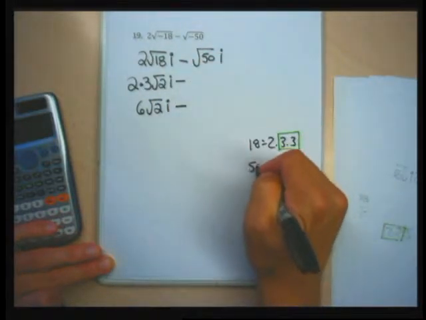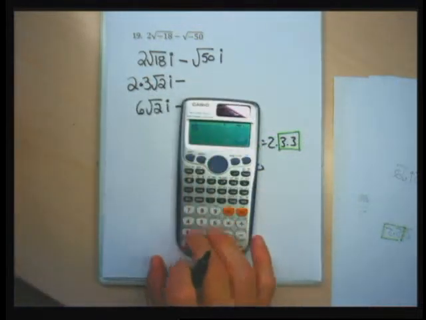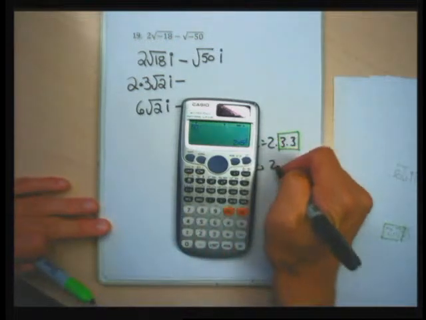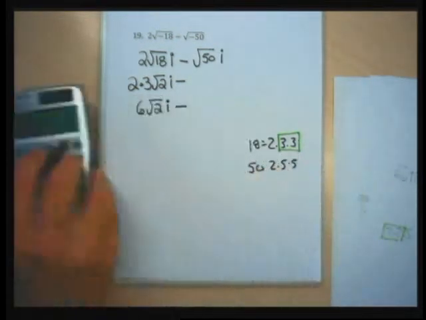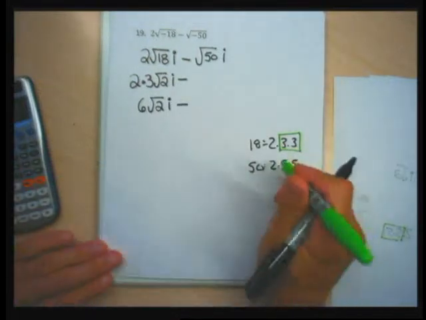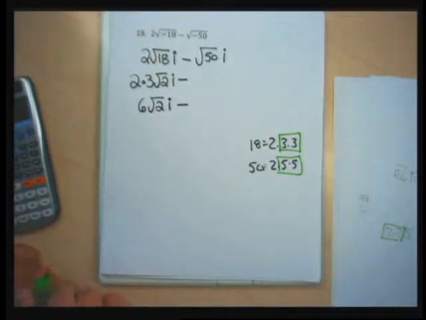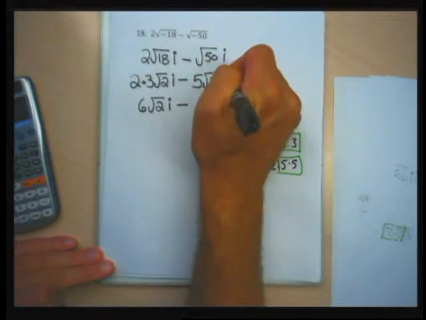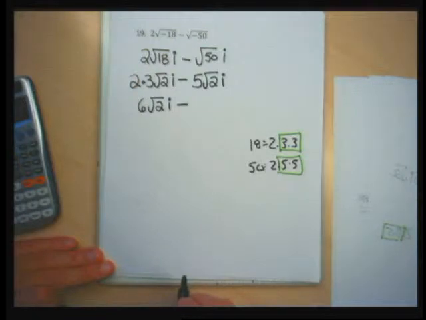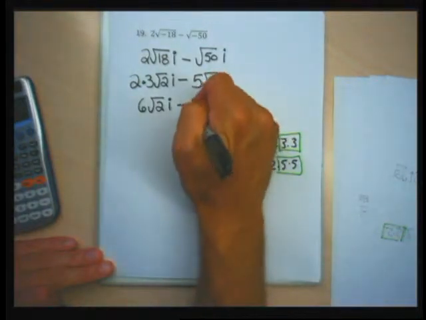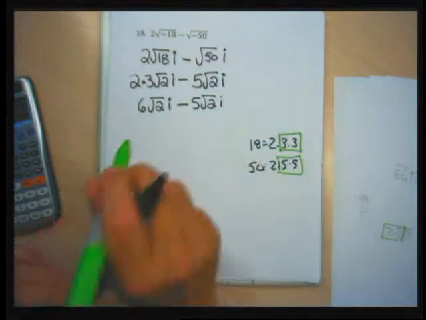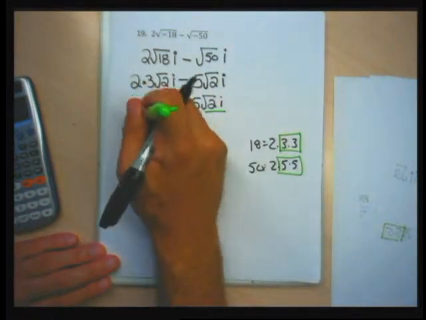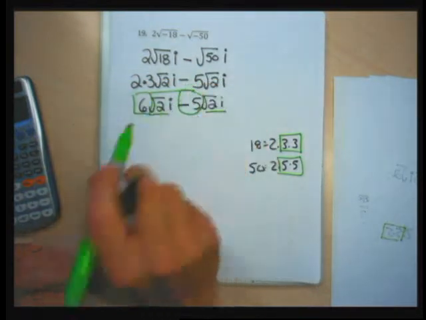For the second piece, I'm going to do a prime factor tree for 50. So I'm going to go 50 equals shift quote key. 50 is 2 times 5 times 5. So the square root of 50, I'm going to have a 5 in front of the radical and a 2 under the radical. Now both have i's and the radical part's the same. To simplify these, I'm just going to subtract the 6 minus 5 and get 1.